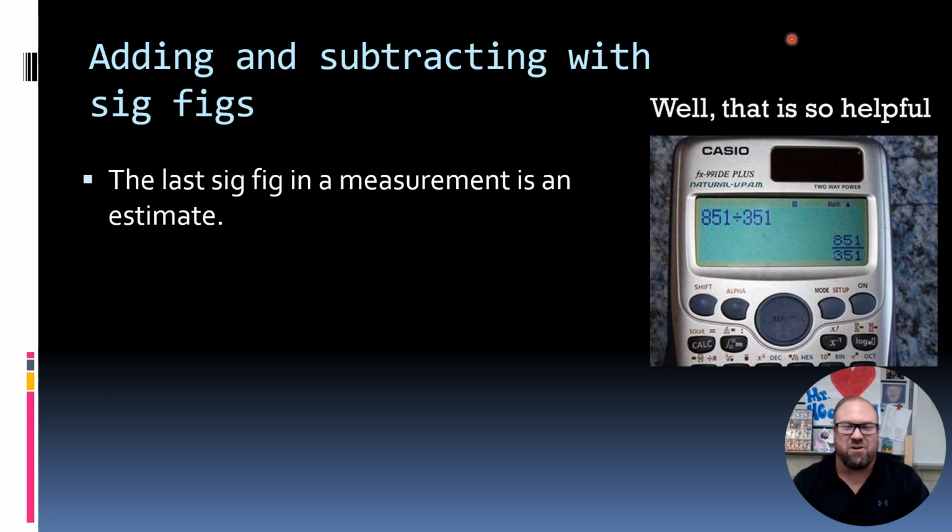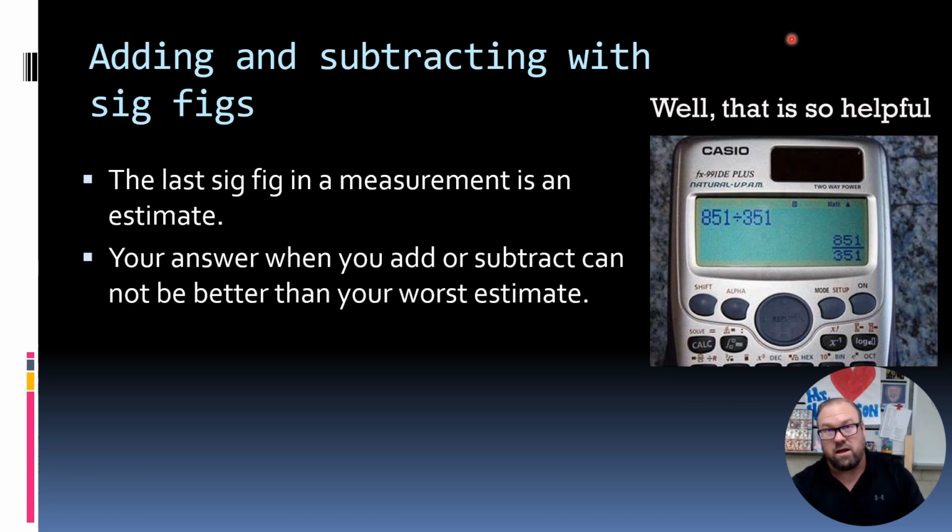So, anyways, getting down to business, when we add and subtract with sig figs, remember, in a measurement, the last sig fig in the measurement is the estimate. So essentially, the fewer the decimal places, the worse the estimate is, meaning it's not as accurate as if you have more decimal places in your number. Even some numbers don't have decimal places, they go to the ones, to the tens, to the hundreds, to the thousands, etc.